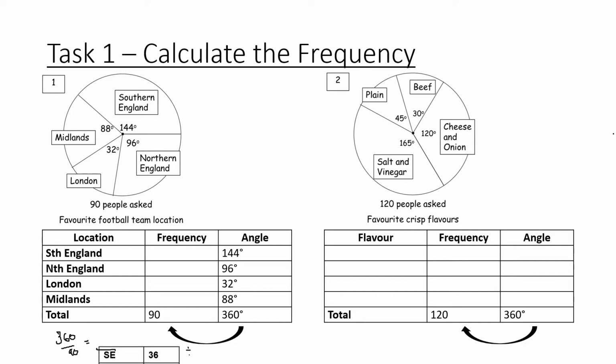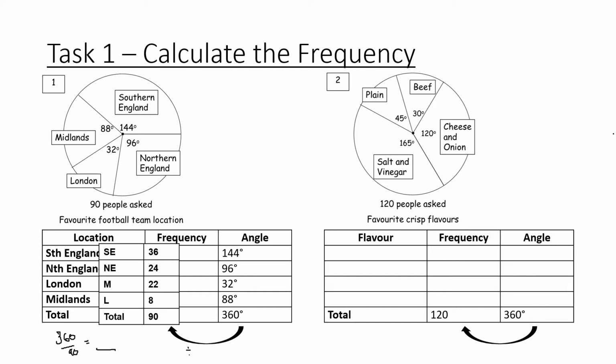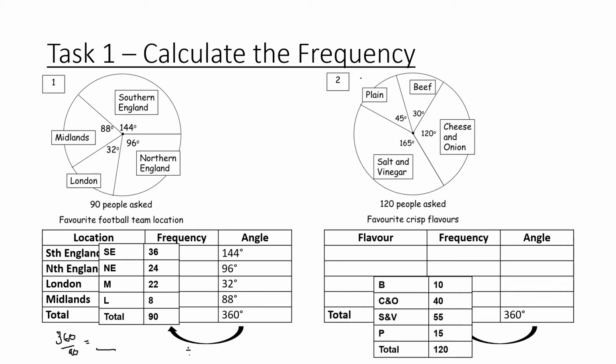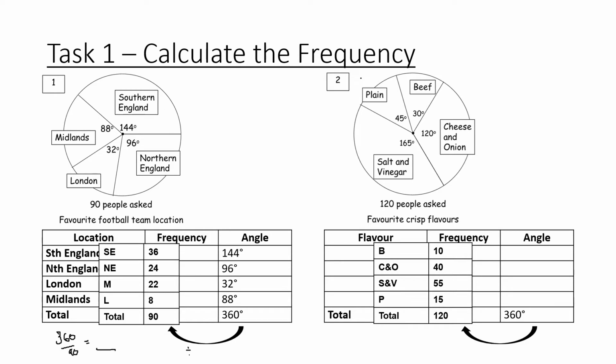Okay, so the answers to the first question are South England is 36, North England was 24, London was 8, not too sure why that's mixed up, but London was 8 and Midlands was 22. And for the other one, we've got our flavours. Beef flavour was 10, cheese and onion was 40, salt and vinegar was 55 and plain was 15.